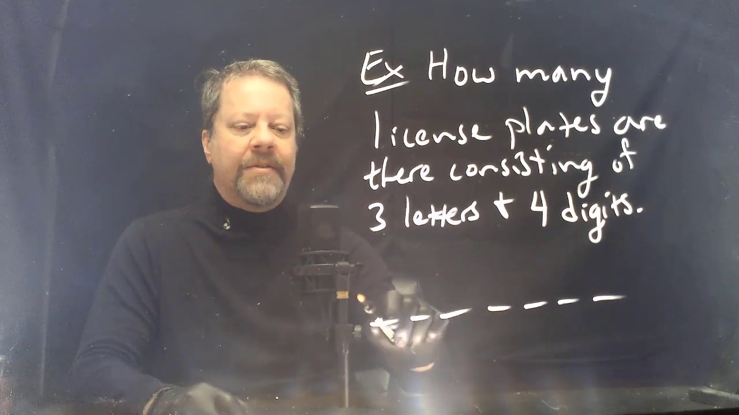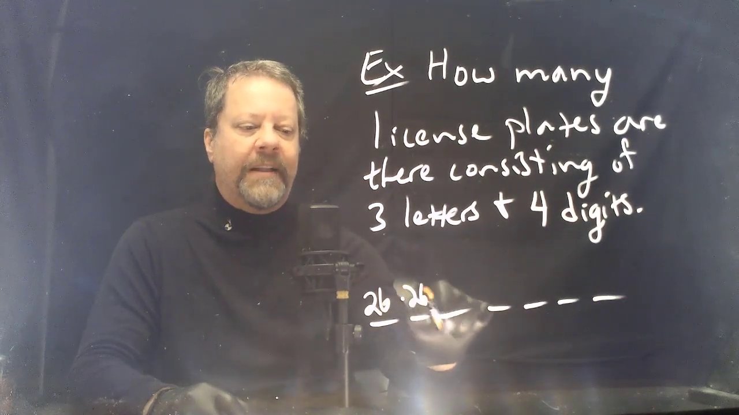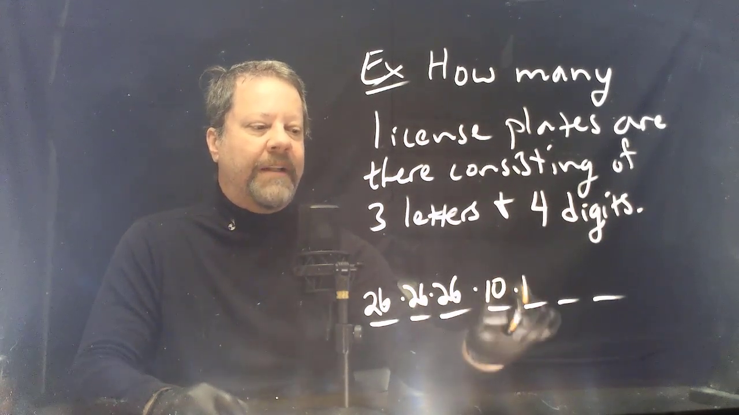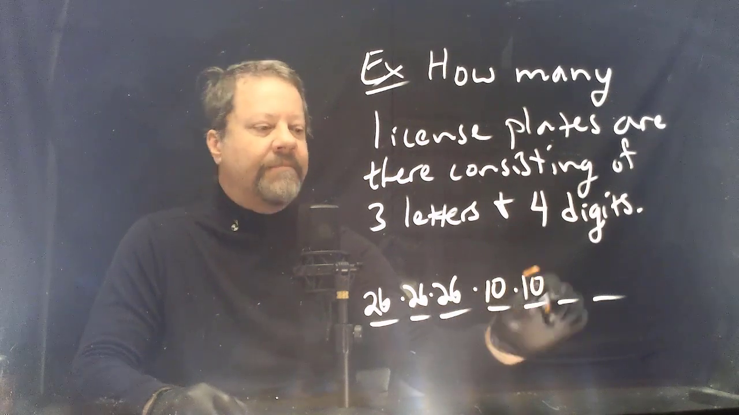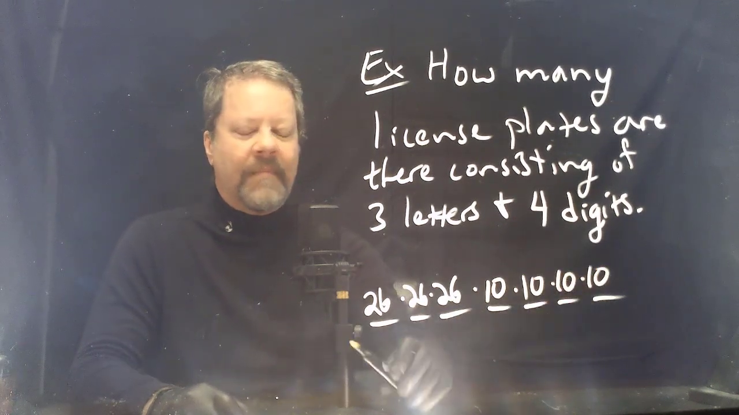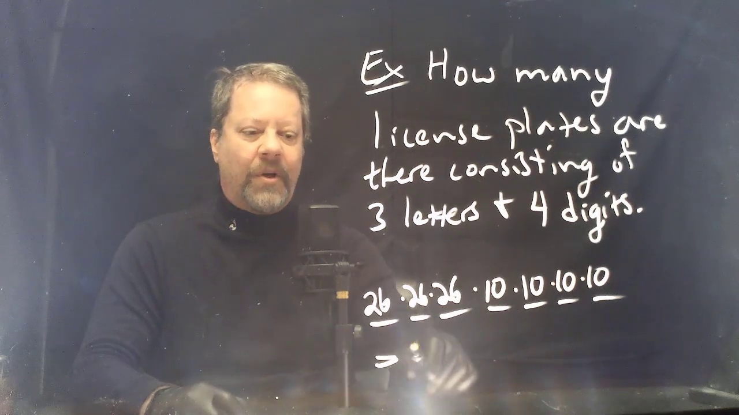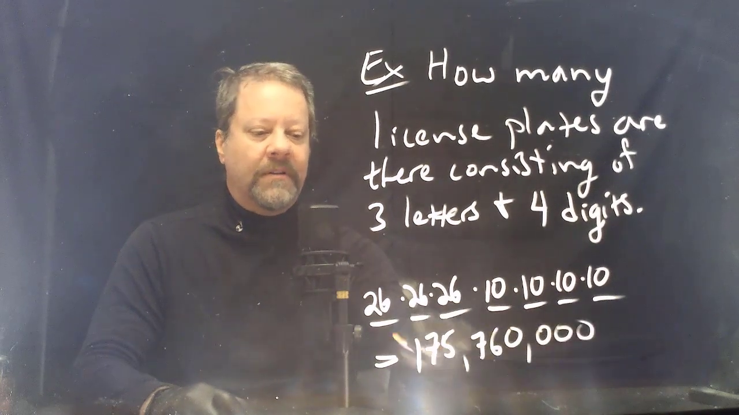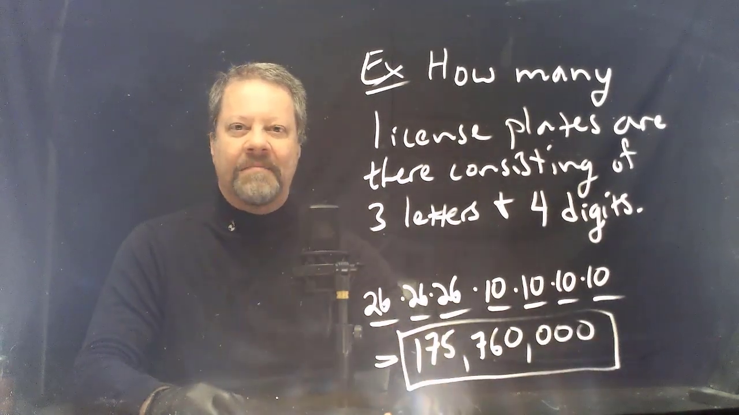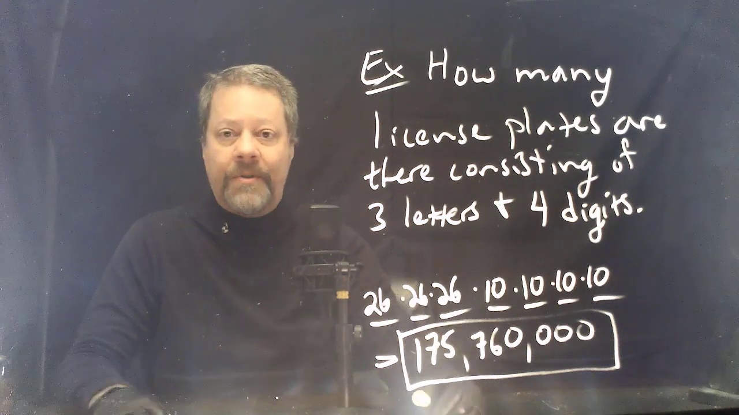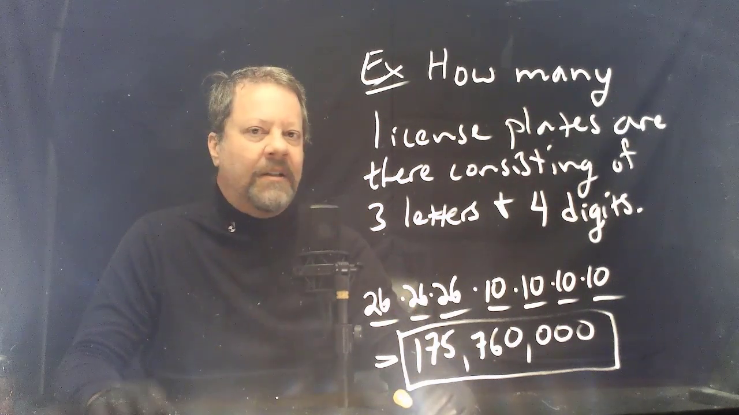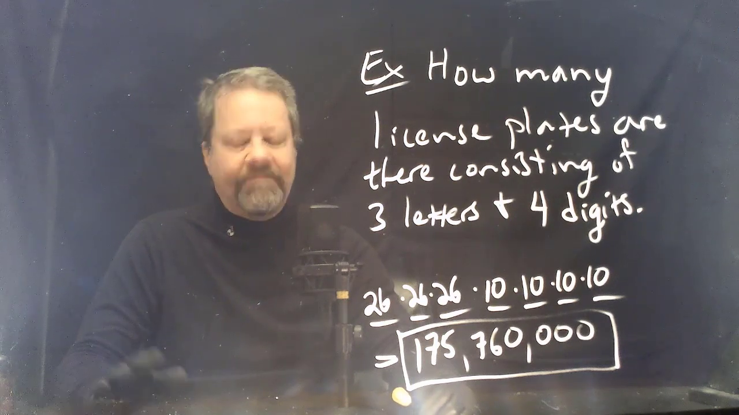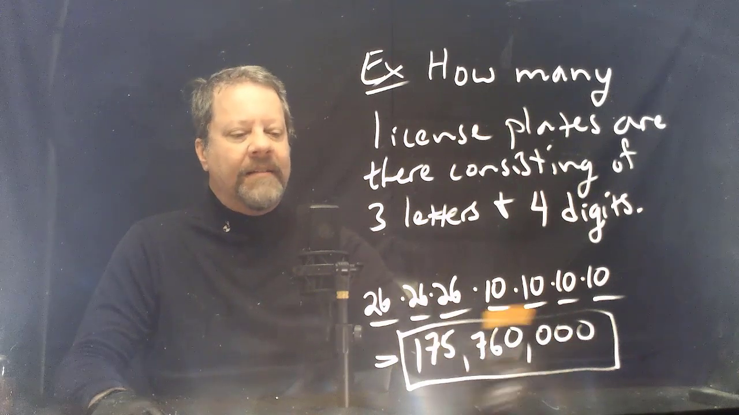So for letters, you have 26 ways of filling each slot. But for the digits, there are 10 ways of filling each slot, 0 through 9. And so the total is 175,300,760,000 different potential plates. This, of course, ignores the fact that many of these letter combinations will be considered risque and hence be banned from the list. But nonetheless, if we don't do that, we have 175 million.